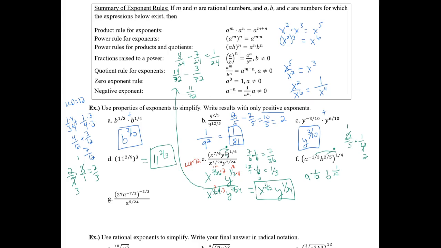Now I don't want negative exponents. I need positive exponents. So I take this a to the negative 1/12, take the reciprocal, so b stays in the numerator. It did not have a negative exponent. A is moving down to the denominator because it does have a negative exponent.